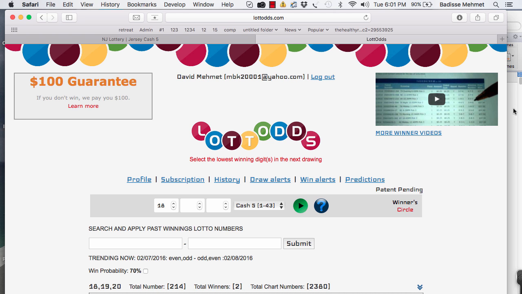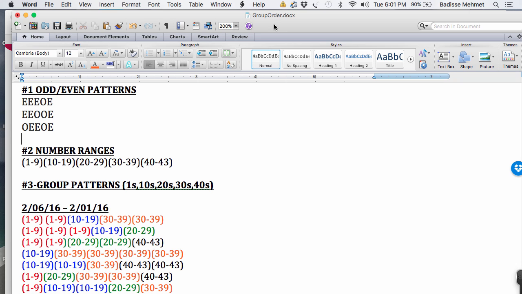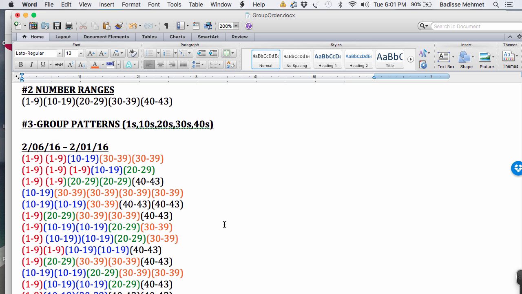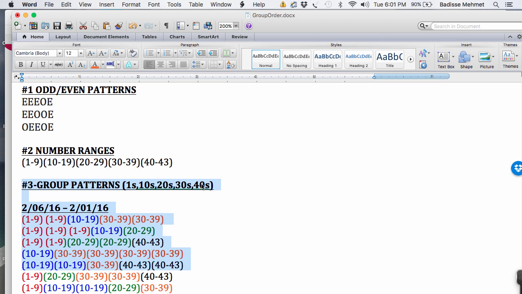I've mentioned this in past videos, but just to let you know, I'm going to concentrate just on Cash 5. Actually, let me mention Pick 3 and Pick 4. We're working on adding the odd, even patterns for Pick 3 and Pick 4. Then on Cash 5, we're working on the group patterns that go along with the number ranges and the odd, even patterns.